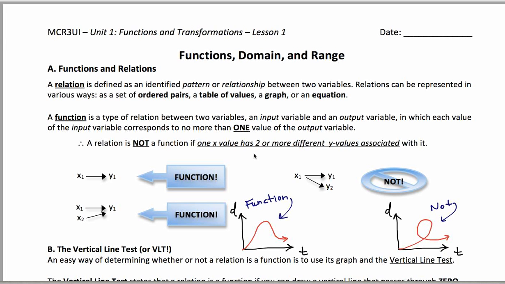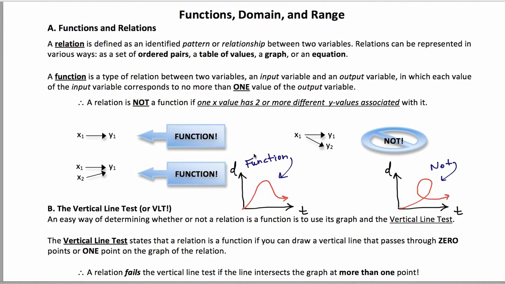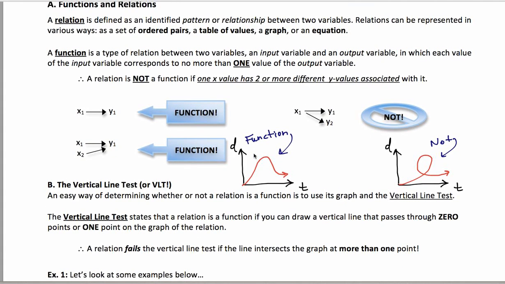So let's look back at what a relation is. A relation is a set of ordered pairs, usually a table of values, graph, equation, or ordered pairs. It's just defined as a pattern or relationship between two variables. A function is a special type of relation in the same way that an apple is a type of fruit. A function is a type of relation between two variables.